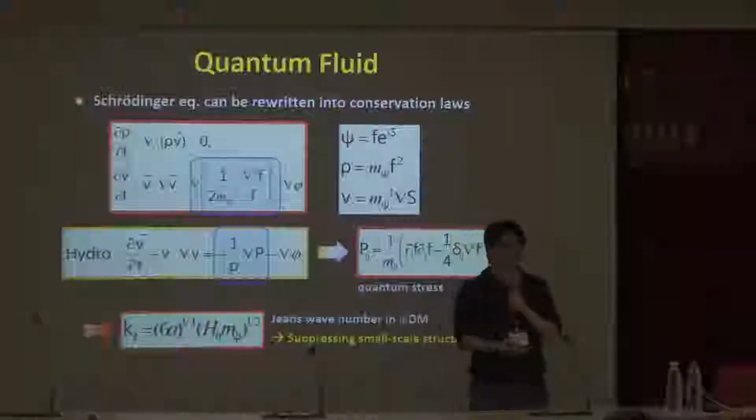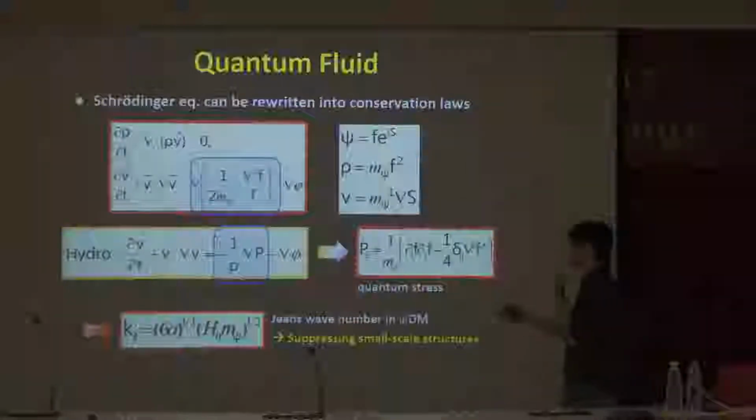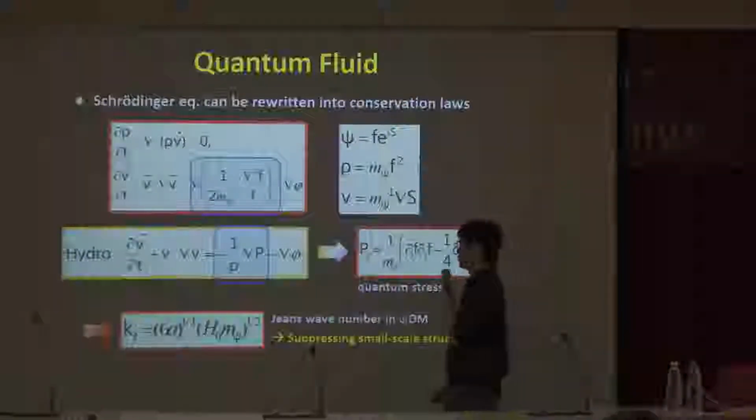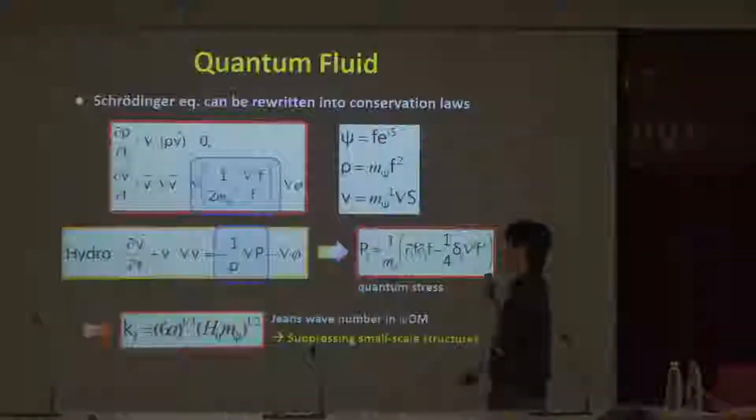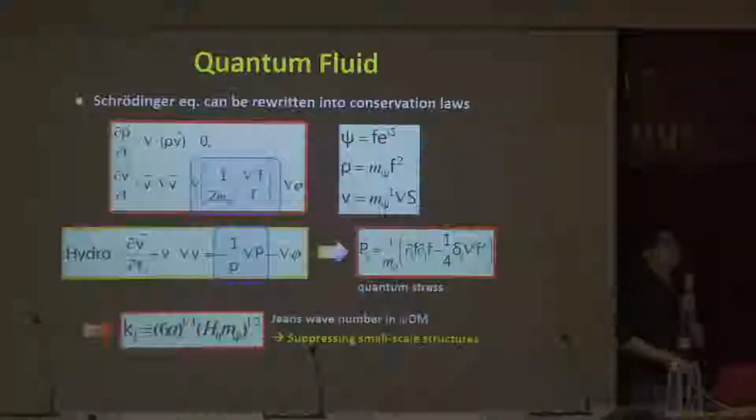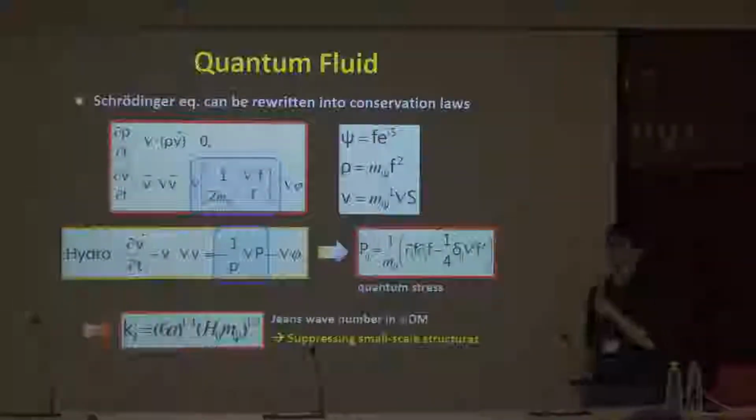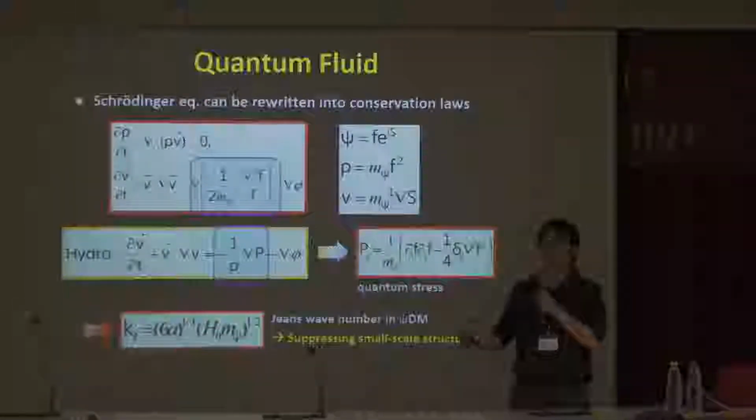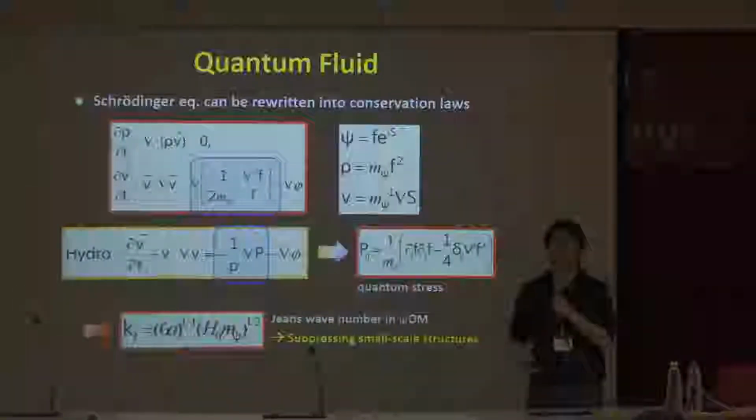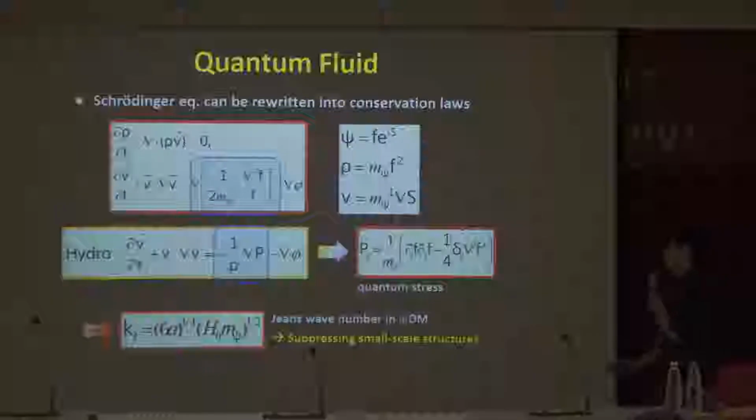And you also heard in the previous talk about this core problem in the cusp-core discussion. That will also be another important prediction in this model. This quantum pressure will also help suppress the divergent density profile in the innermost region, so as to produce a core. But the core profile actually looks different from the prediction of other cored dark matter models, like self-interacting dark matter. Here, the core profile looks different.